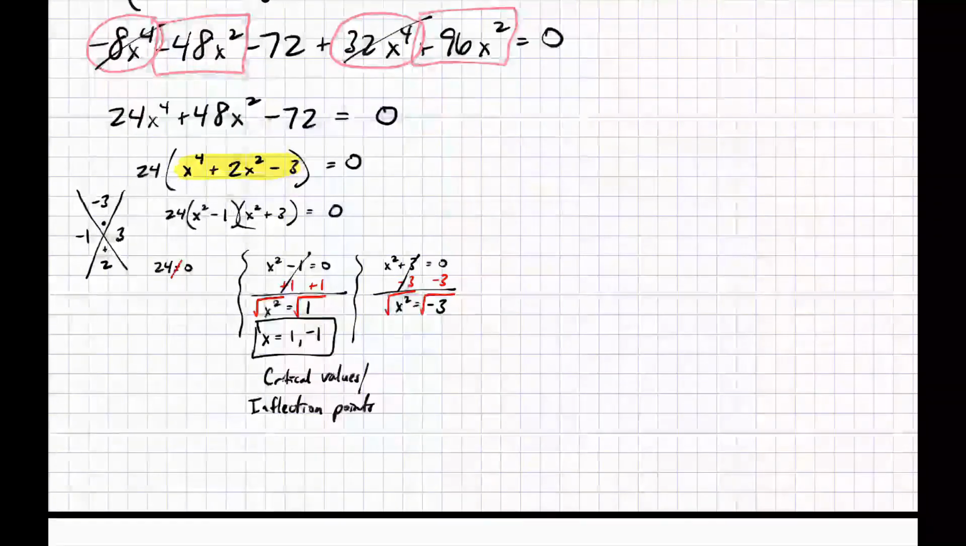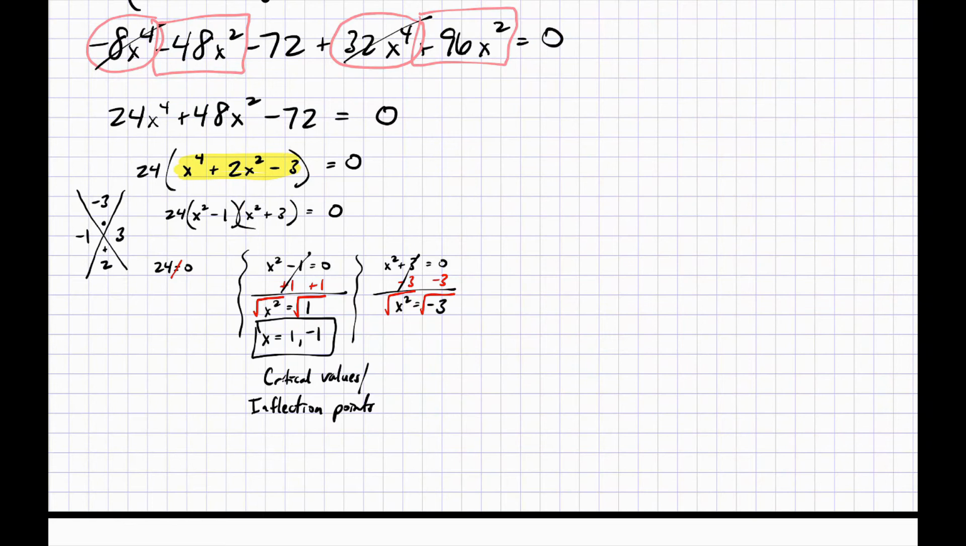Okay. So let's draw a number line. I've got a -1 and I've got a +1.